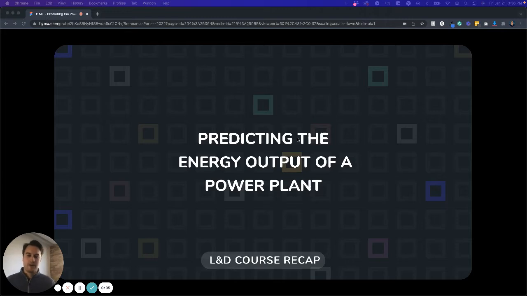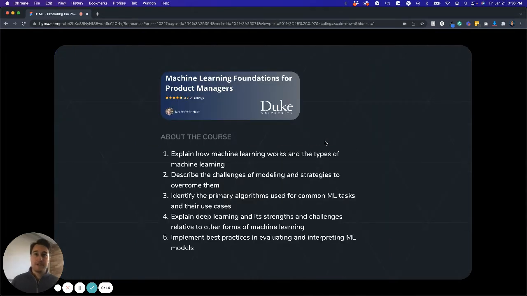And today I wanted to walk through a practice project I've been working on for a course that I'm taking from Duke University. So the past 6 weeks, I've been learning all about machine learning and AI, the different types of models, the challenges and strategies and how to overcome them, different algorithms to think about, and common ML tasks and use cases.